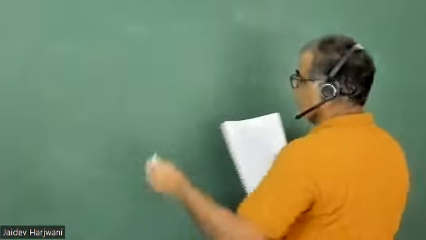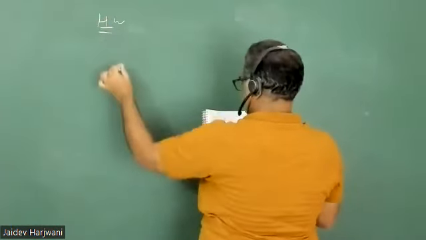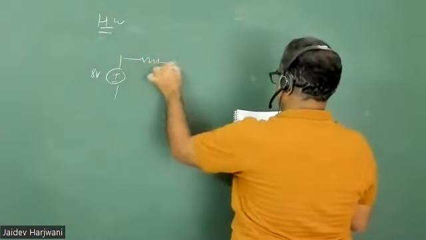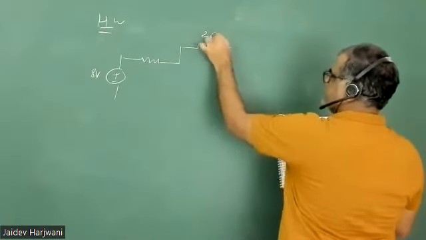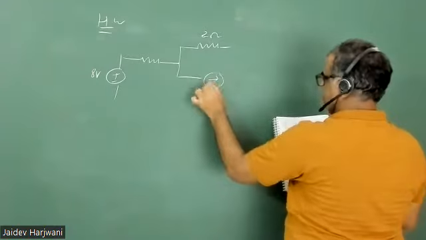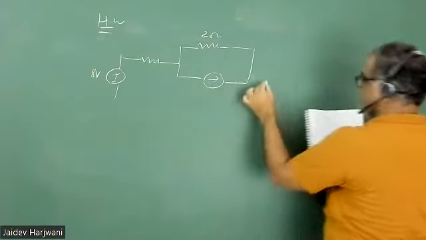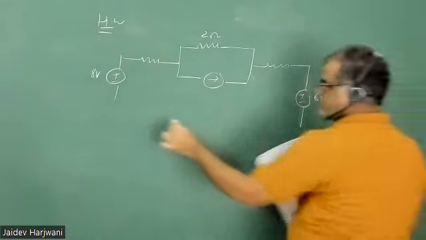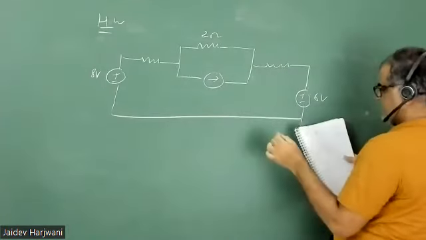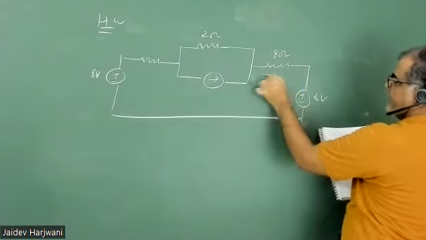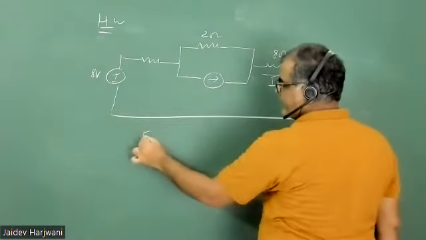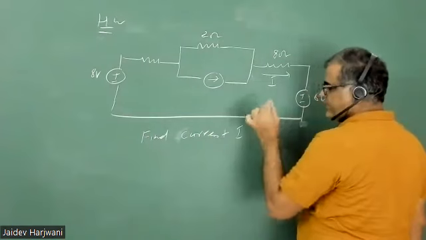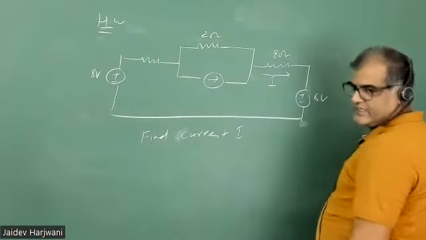Okay, one homework. So you have plus minus 8 volt. So this is the 8 ohm resistance. Now you need to find current I. Okay, total current I. So you have to keep the direction in mind.